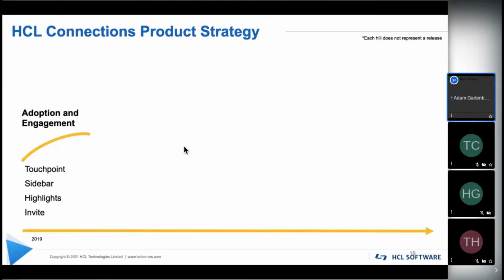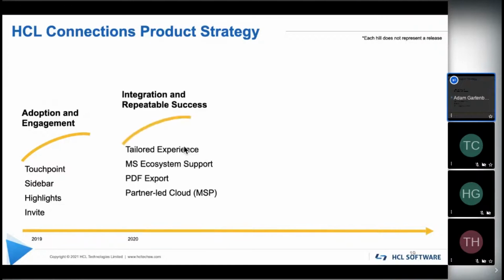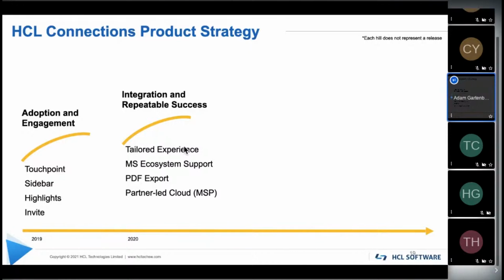So moving forward, when we look outward at our strategy here, let me fast forward in the interest of time. Over the last few years, we've focused on adoption and engagement with our 6.5 release, adding things like Touchpoint and Sidebar and highlights and the invite tool to bring more people in. We just talked a bit about making success repeatable with the tailored experience and the templates, as well as the integration to bring all the value of Connections to the Microsoft environment. And there are other things I didn't highlight as well, like being able to export pages from inside Connections as PDFs.